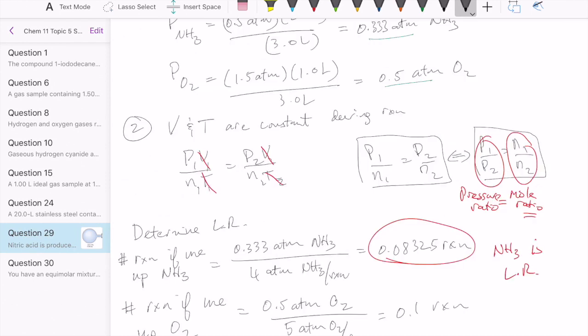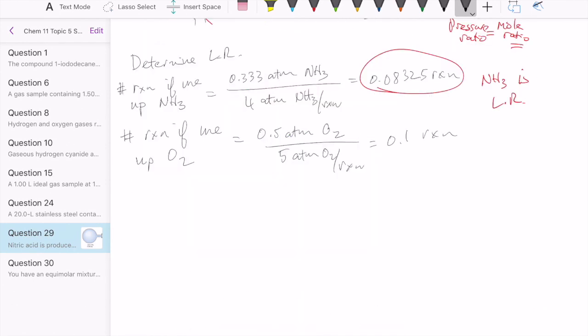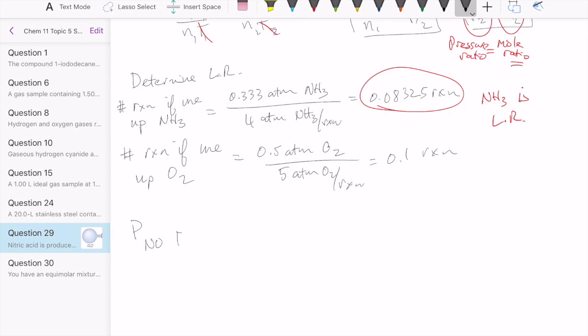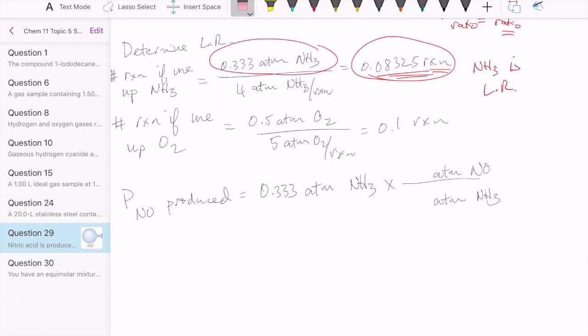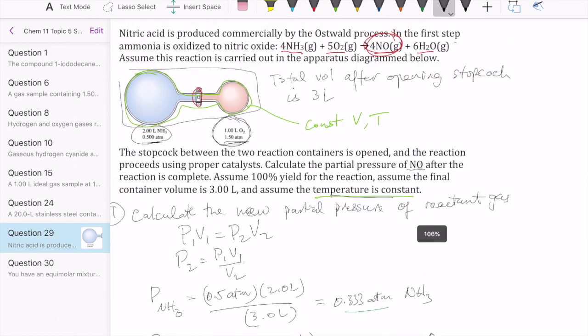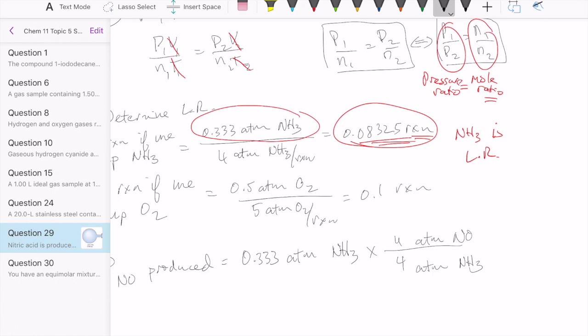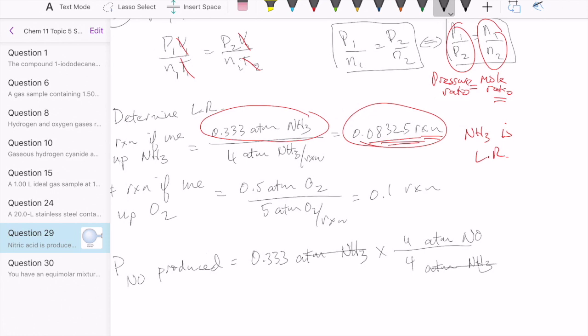We can then use that to figure out how much product we're going to make. The pressure of NO produced is going to be the actual amount of NH3 you have, 0.333 atmosphere of NH3, multiplied by the stoichiometric ratio, now expressed in units of atm. NH3 and NO, looking up the actual coefficients, it is 4 to 4, which is 1. That cancels out, so you're left with 0.333 atmosphere of NO.